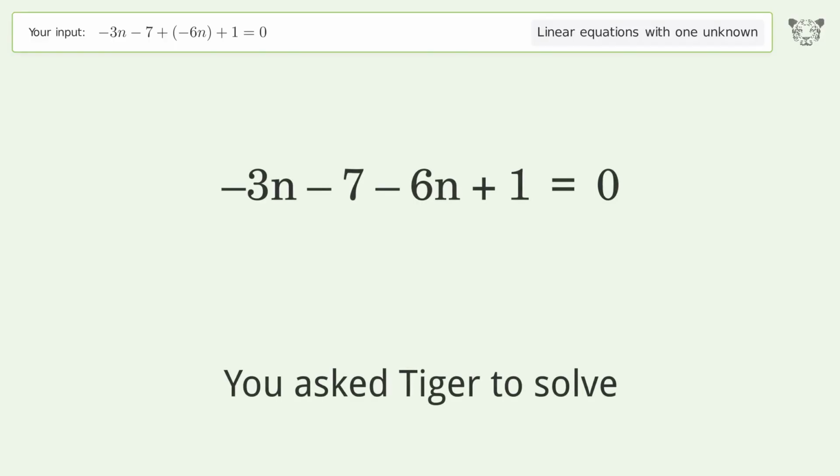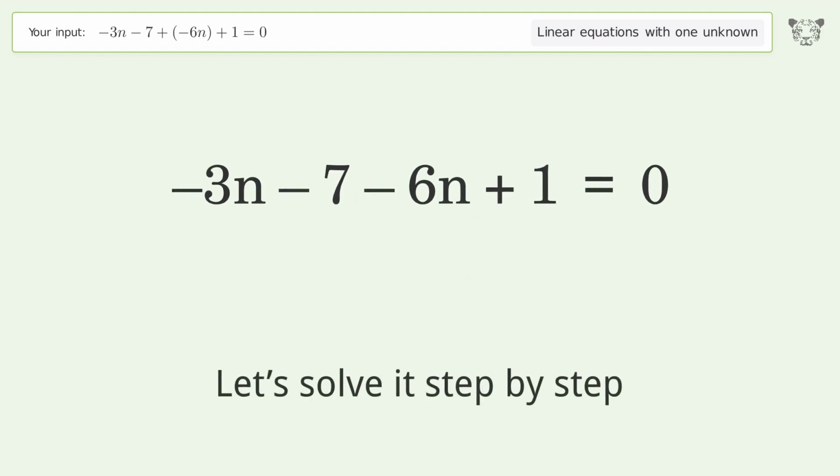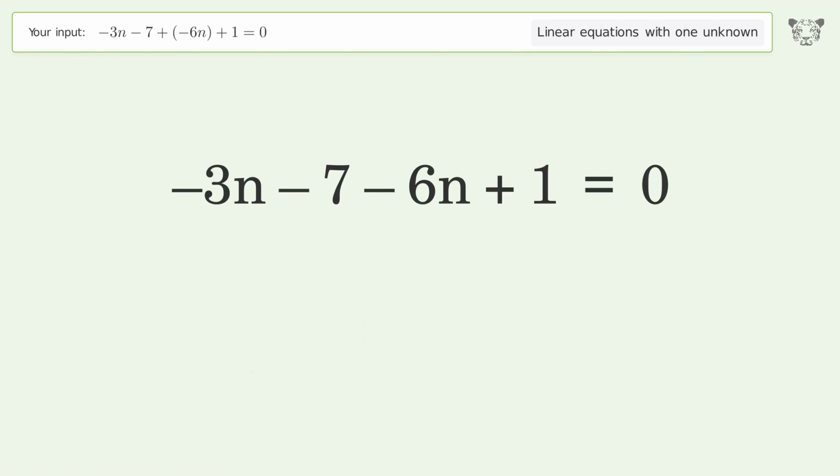You ask Tiger to solve this, which deals with linear equations with one unknown. The final result is n equals -2/3. Let's solve it step by step. Simplify the expression. Group like terms.